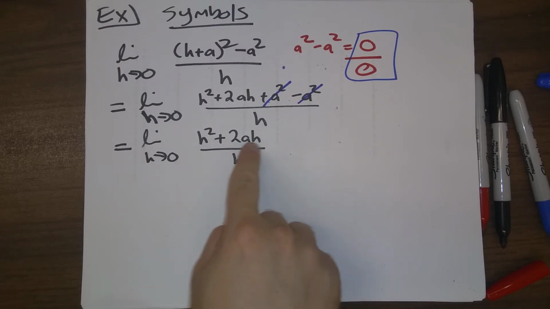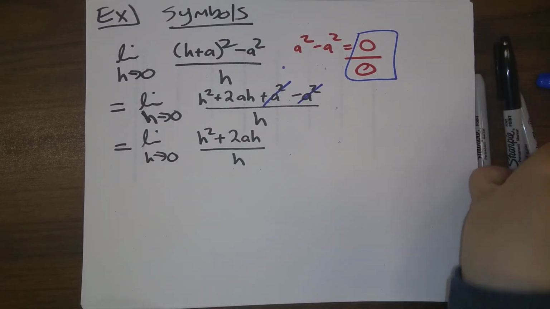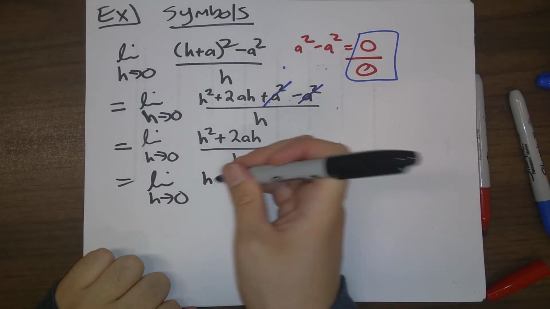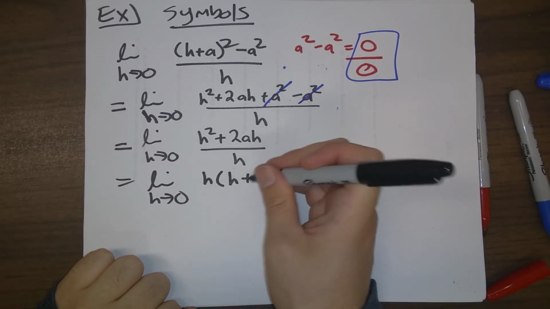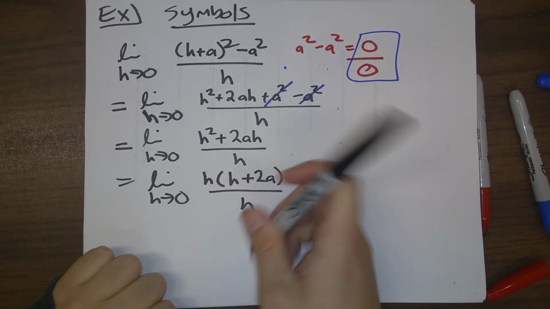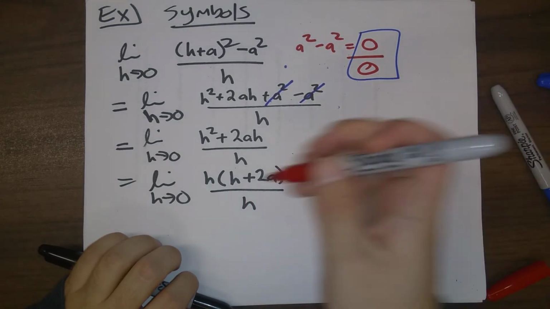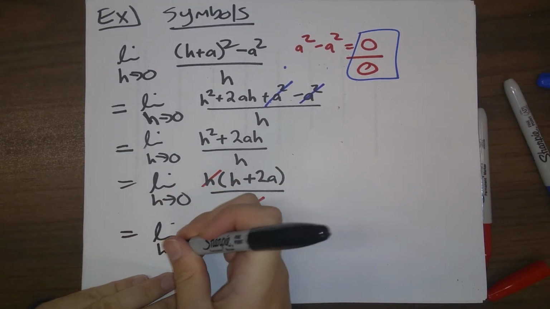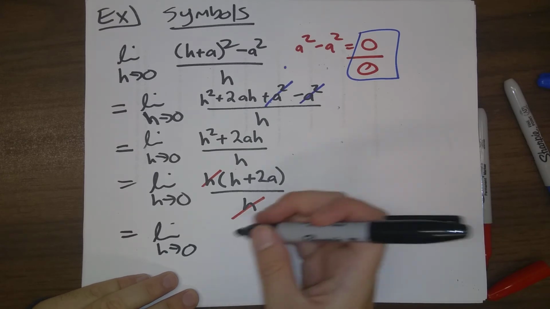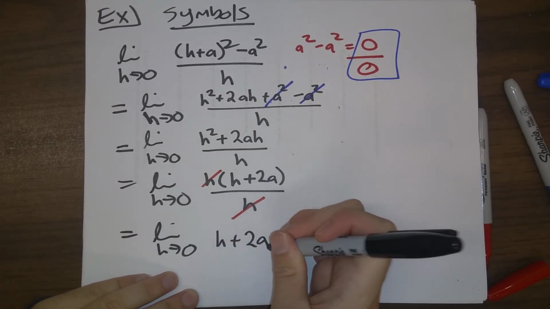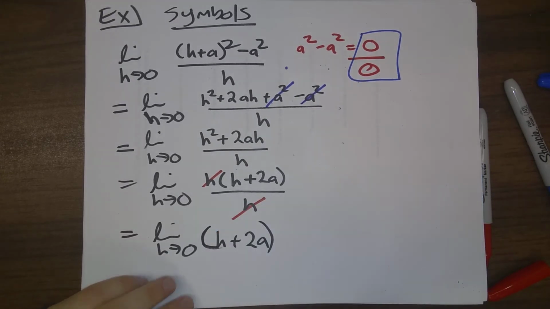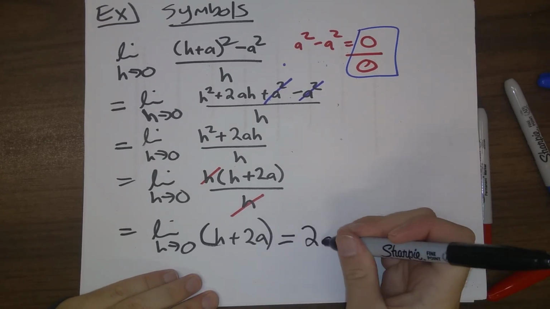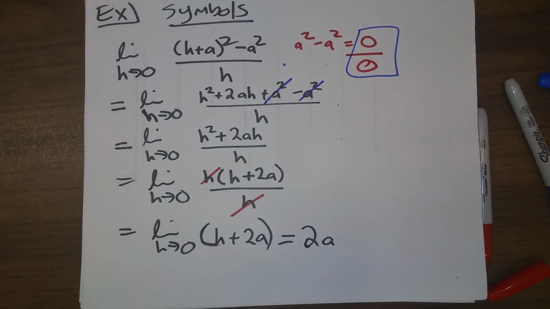In the numerator, note that we can factor out a factor of h. So let's pull out that h: h times (h plus 2a), all of that over h. Now we can cancel h from the numerator and h from the denominator, and we are left with the limit as h goes to 0 of h plus 2a, which we can evaluate now just by substitution. h is 0, 2a is a constant, and so our final answer is 2a here.